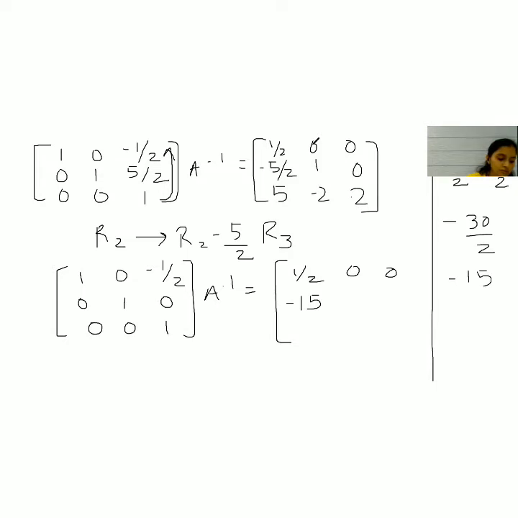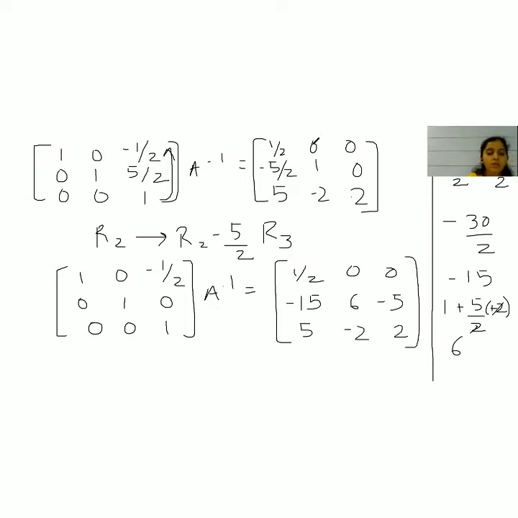It's minus 15. Then the next one is 1 minus 5 by 2 into minus 2, right? This becomes plus, and 1 plus 5, that is 6. So this element will become 6. Last one, 0 minus 5 by 2 into 2. So we have 0 minus 5, that is minus 5. Okay, and the last row remains as it is.